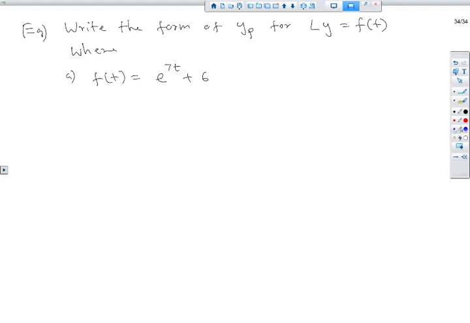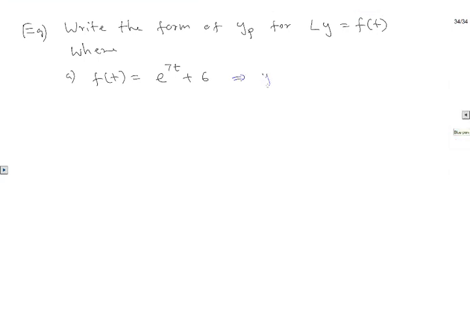Good. So what does the yp look like in this case? So yp is gonna be a e to the 7t plus, oh, there's a 6, that's a constant, so we just put a b and then we try to find that.